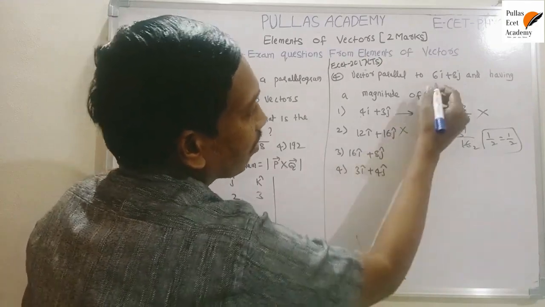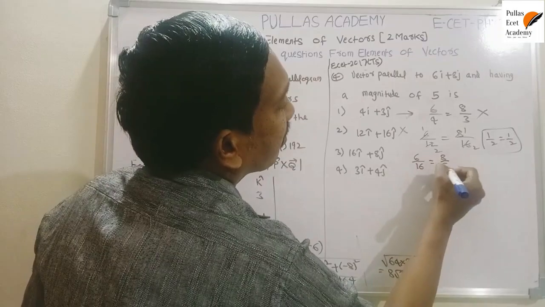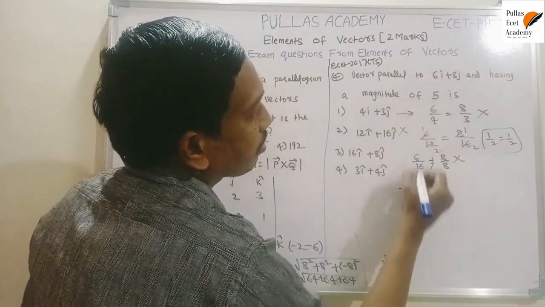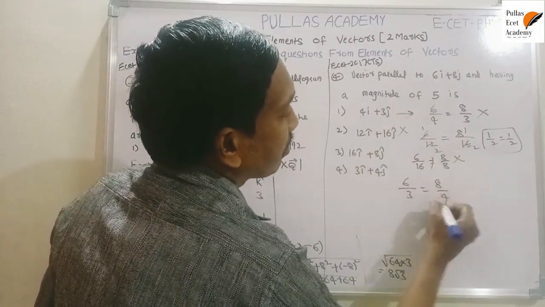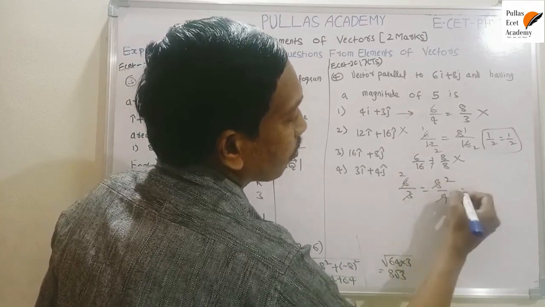Here it is also not similar. Why? Because 6 by 16 is not equal to 8 by 8. They are not equal. That's why the third option is wrong. In the fourth option, 6 by 3 is equal to 8 by 4. 6 by 3 stands 2, 8 by 4 stands 2. So it is correct.